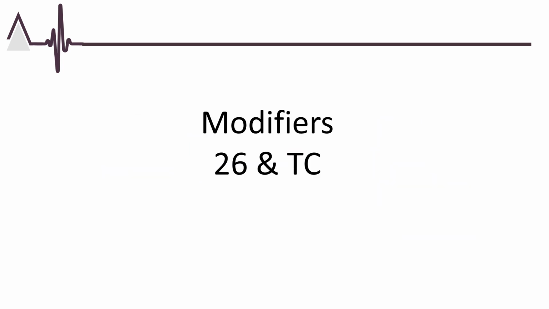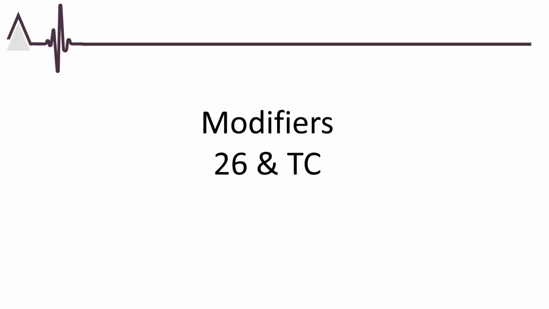Modifier 26 and TC are used in medical billing to indicate the type of service provided by a healthcare provider or facility. Modifier 26 is used to indicate that only the professional component of a service was provided. This means that the physician or other healthcare provider provided a service that only involved their professional expertise, such as interpreting a diagnostic test or performing a medical procedure. Modifier 26 is typically used when the physician does not own the equipment or facility where the service was provided.